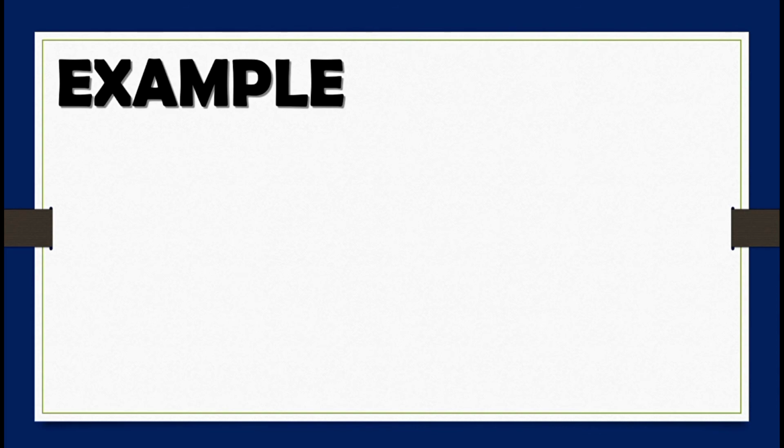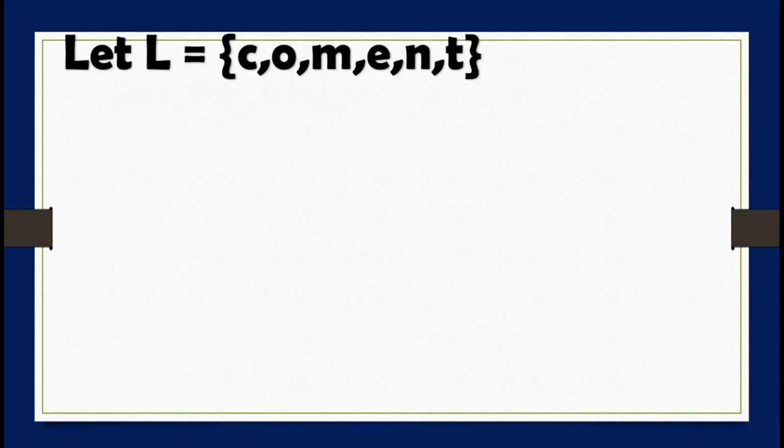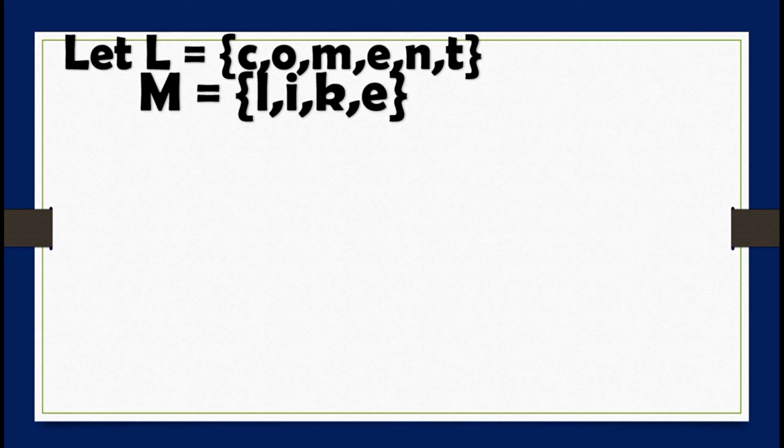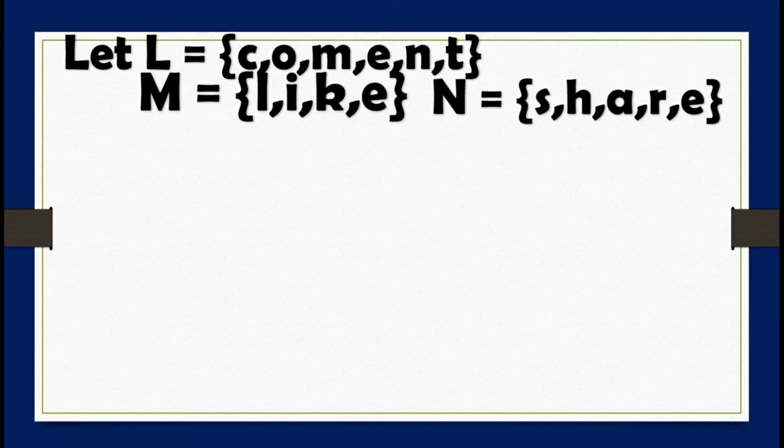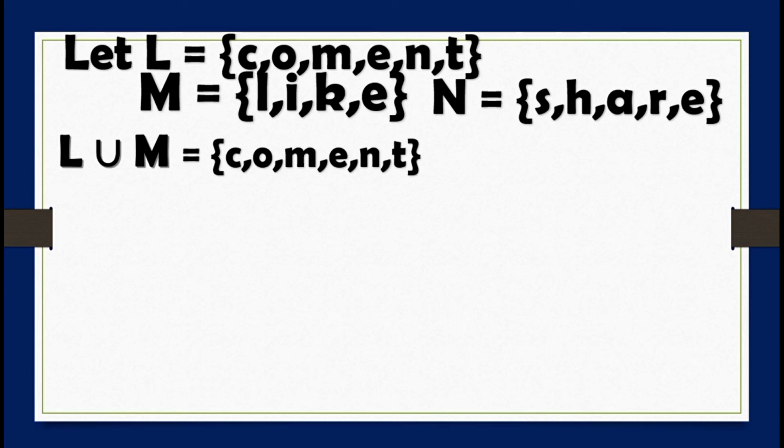Let us have our first example for the union of sets. Let set L consist of C, O, M, E, N, T, while set M consists of L, I, K, E, and set N consists of S, H, A, R, E. So let us get L union M. That means we will utilize elements of set L and elements of set M. First, let us write elements of set L, C, O, M, E, N, T, union symbol, and elements of M composed of L, I, K, E.